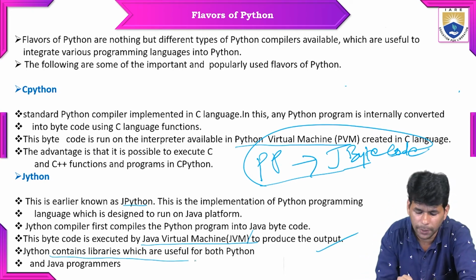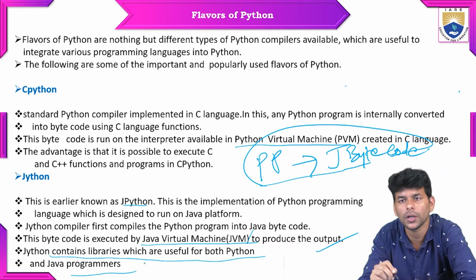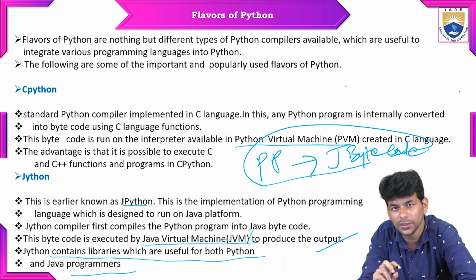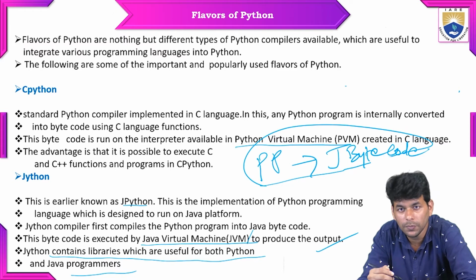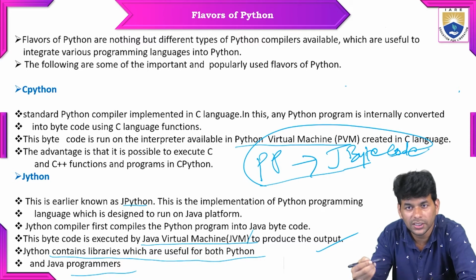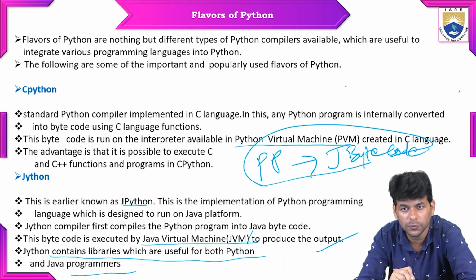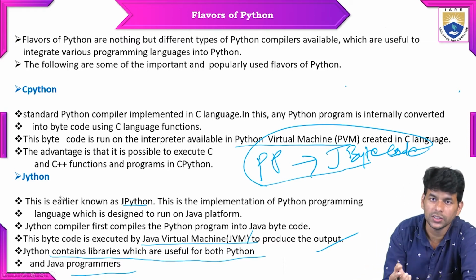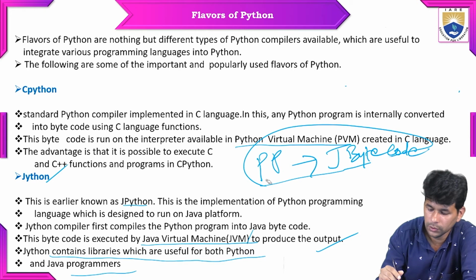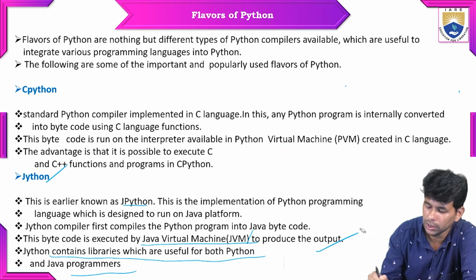Next, Jython contains libraries which are useful for Python and Java programs. The main advantage of Jython is that it provides libraries. Libraries are a collection of interfaces, classes and so on, which we need for developing an application. All these libraries are useful for executing a Python program as well as a Java program. This is why the name itself is Jython. This is about this particular flavor of Python.